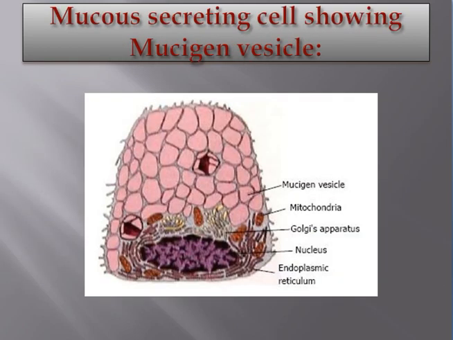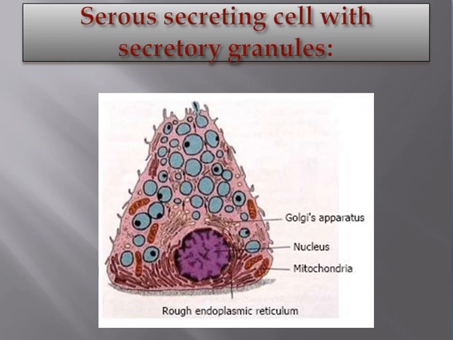Let's see the slide. Sorry, I forgot to show you these slides. Different structures of acini, and these are mucous secreting cells showing mucigen vesicles. You can see the structure of these cells. They are different from serous cells, and this one is serous, and you can see that serous saliva is more fluent and not so sticky.